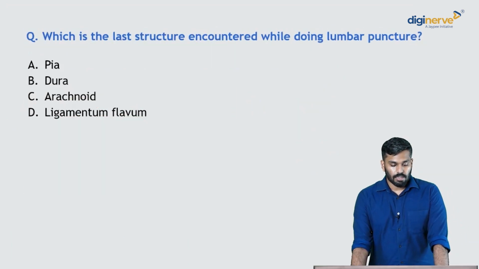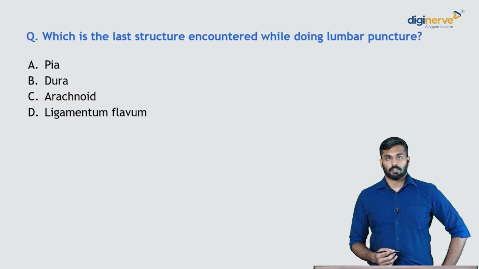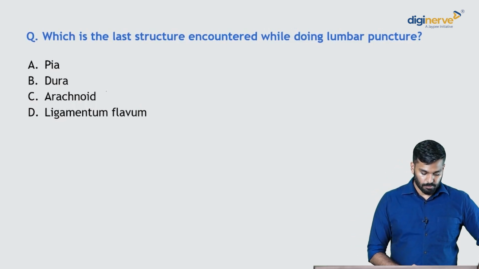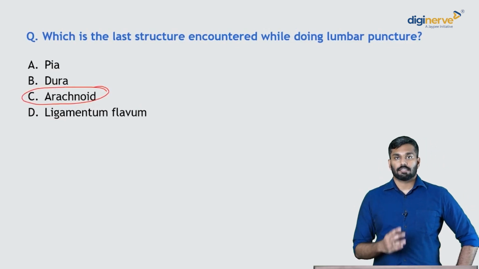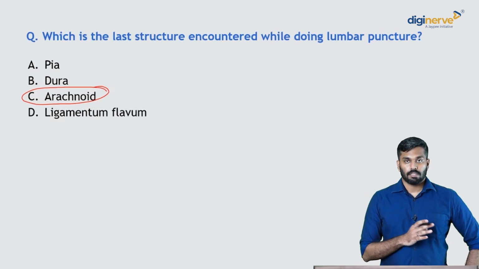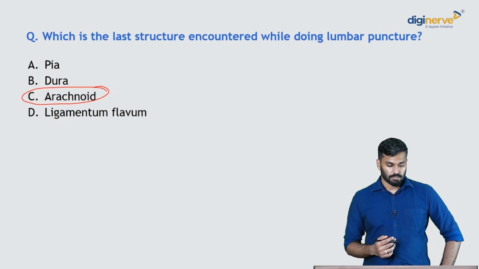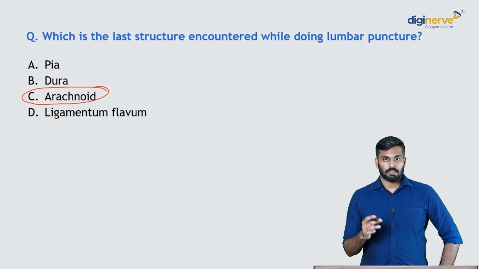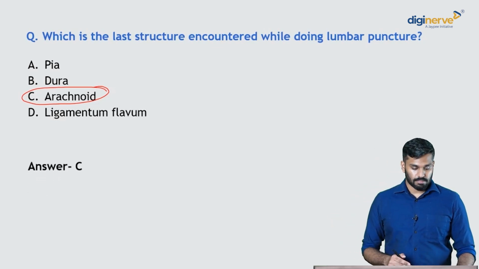So next question is, which is the last structure encountered while doing lumbar puncture? Obviously, while doing lumbar puncture, our idea is to enter the subarachnoid space so that the CSF comes out, and obviously the last structure that you will be hitting will be the arachnoid layer. So again, the layers in case of a midline approach will be skin, subcutaneous tissue, supraspinous ligament, interspinous ligament, ligamentum flavum, dura, subdural space, arachnoid, and the subarachnoid space. In case of the paramedian approach, you will skip the supraspinous ligament and the interspinous ligament, and you will be going through the paraspinous muscle. Yes, the answer is C.